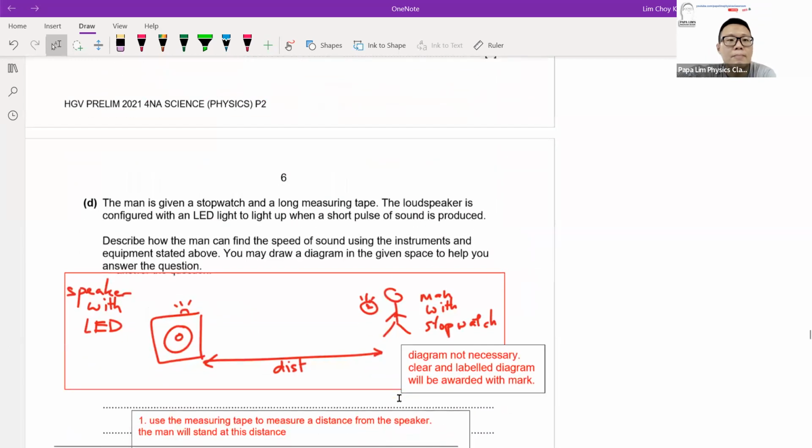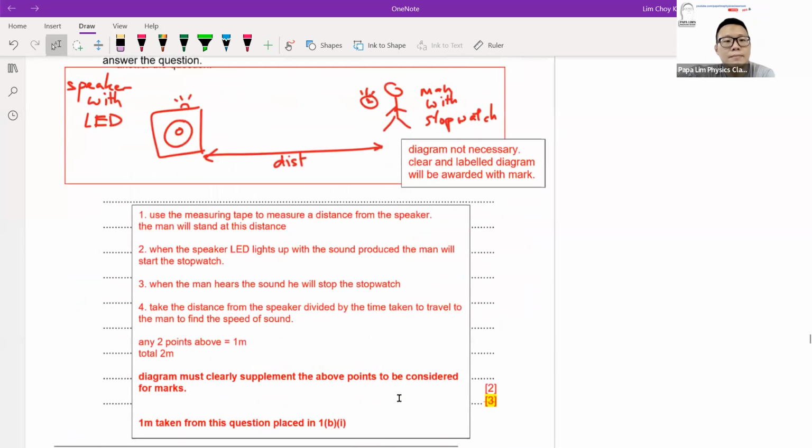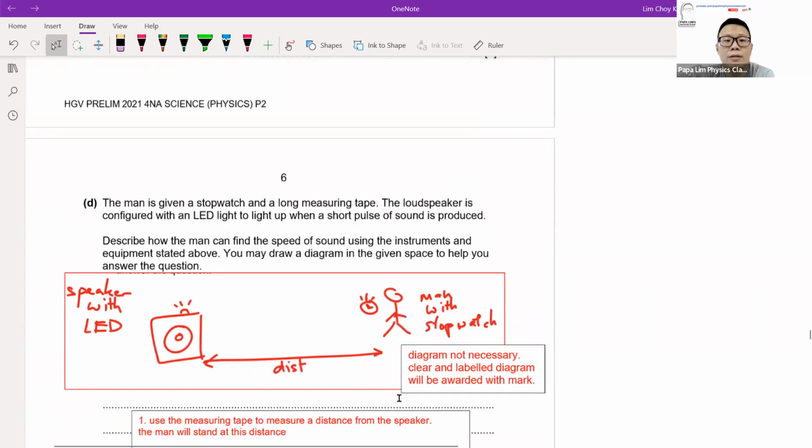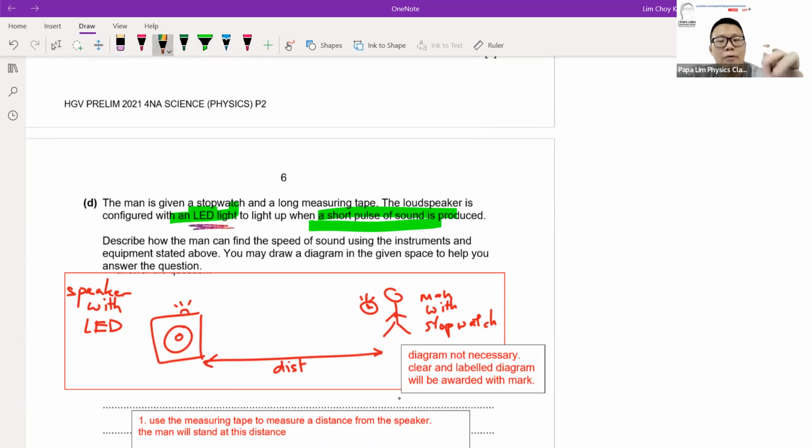Okay, part D is a description question, describing how you calculate the speed of sound. Now here the question mentions an LED. Based on the question, the LED light will light up when a short pulse of sound is produced. So you have to take note of why I give you the LED light. There is a purpose.